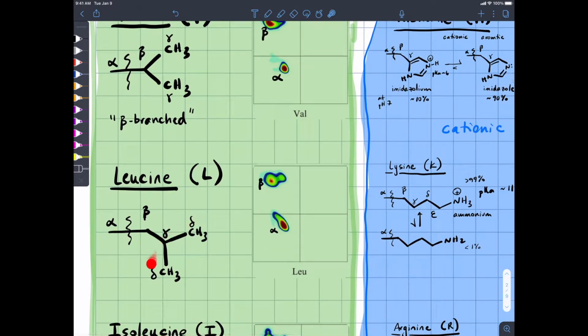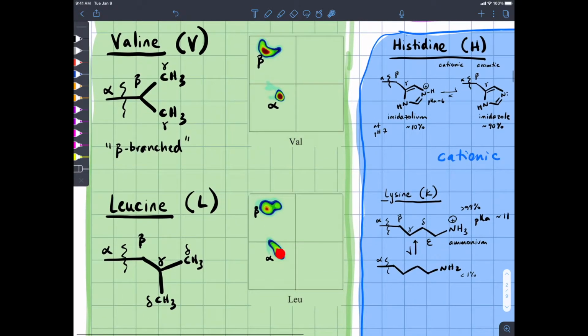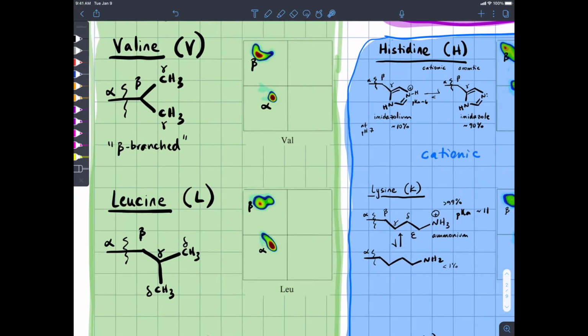Leucine is like you take valine and you stick another methylene group in between the alpha carbon and the branch point. So in leucine, the beta carbon is a CH2 group. Then you have a branch point at the gamma with two methyl groups here. Different from valine, leucine's quite happy in alpha helices, a little less happy than valine in the beta strand conformation.